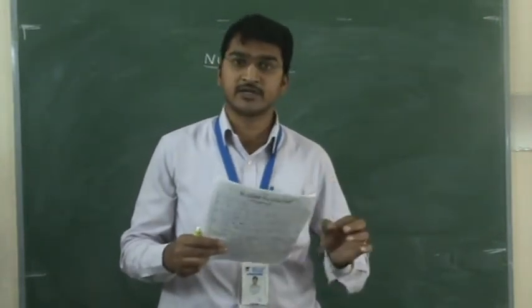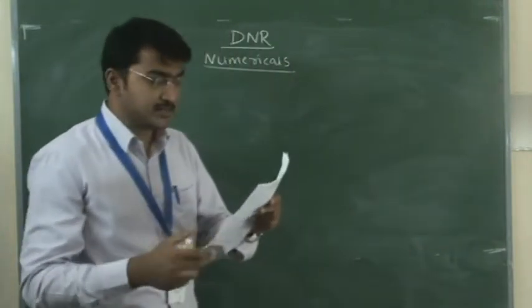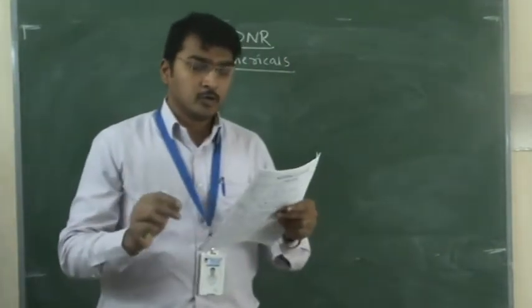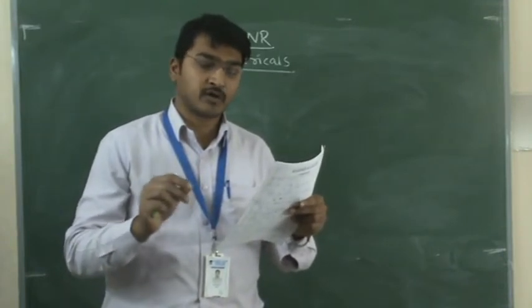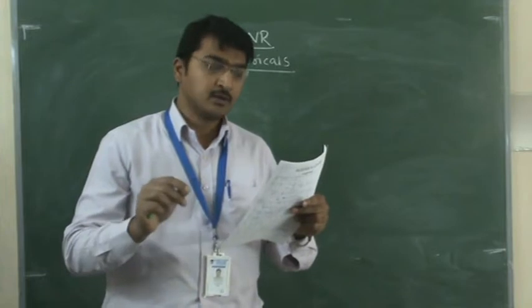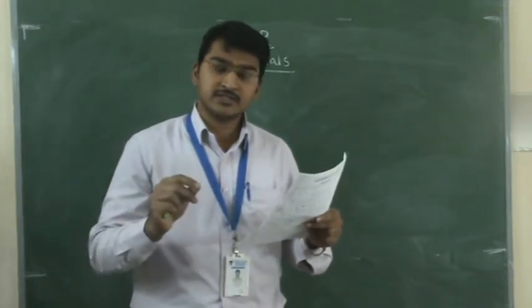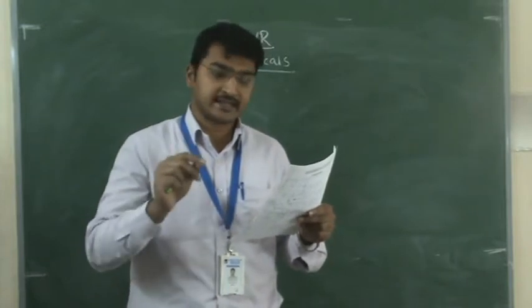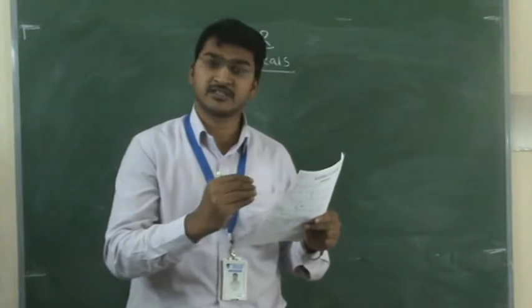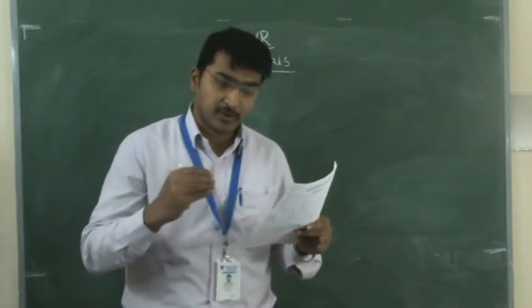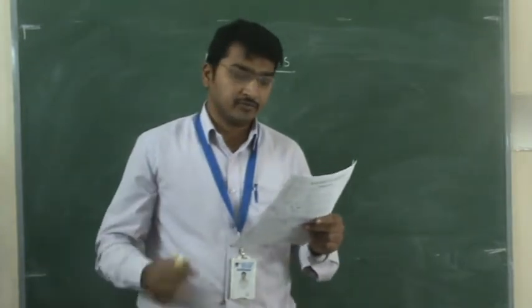I will read the question, then I will give the solution. First, the question is: monochromatic light of frequency 6 into 10 to the power of 14 Hz is produced by a laser. The power emitted is 2 into 10 to the power of minus 3 watts. They have given the frequency and the power of the light, that is 2 into 10 to the power of minus 3 watts.